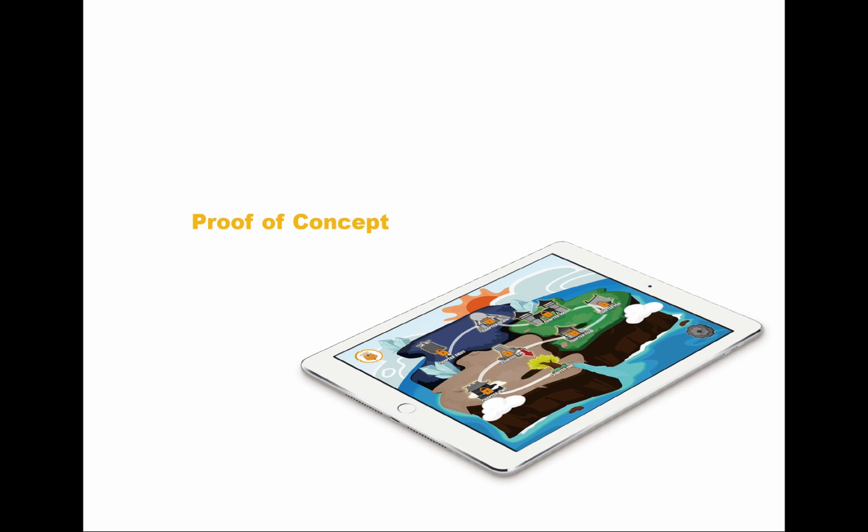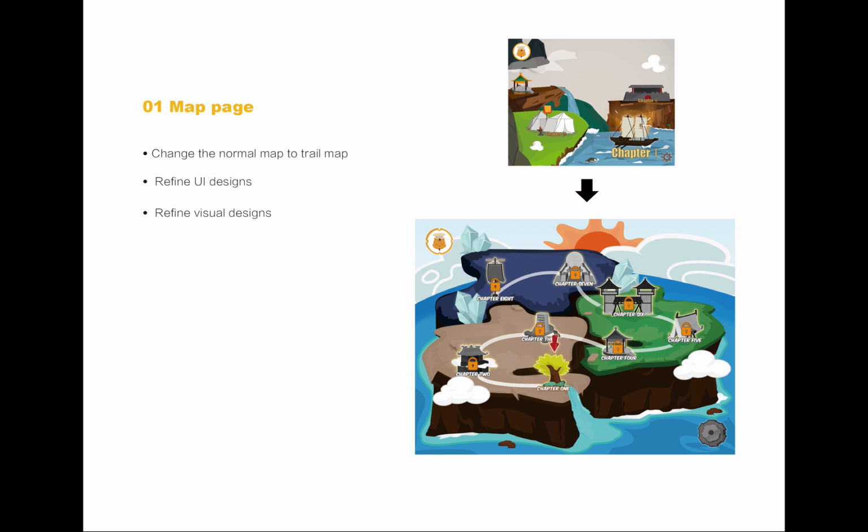Now I want to talk about my proof of concept. The first one: I have refined the map page. The top one is my former map page. I have changed the normal map to the trail map and refined the UI designs. I also refined the visual designs, so users can easily follow the trail to unlock each chapter.